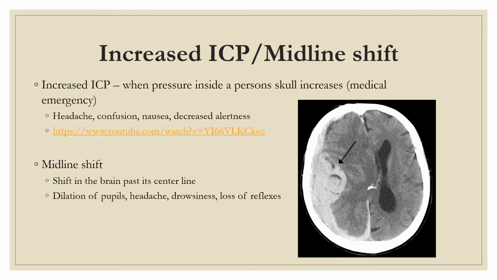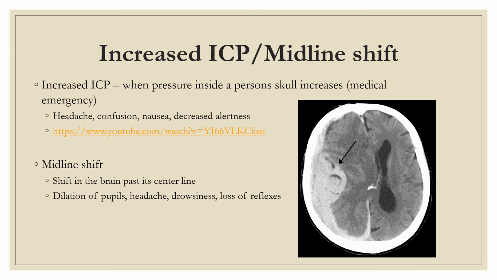I just want to talk a little bit about increased ICP, intracranial pressure, and also midline shift. There's a nice short little video on increased ICP, and we'll watch that in class. But a tumor can really put a lot of pressure on the brain, especially if it's larger, and it will increase the ICP. When there's pressure inside a person's skull, which means the tumor is pressing on the brain, it's going to increase the pressure. Many patients can develop a headache, confusion, nausea, decreased alertness.